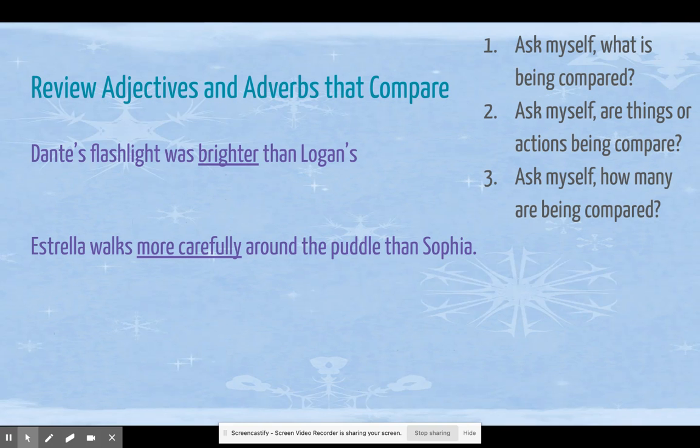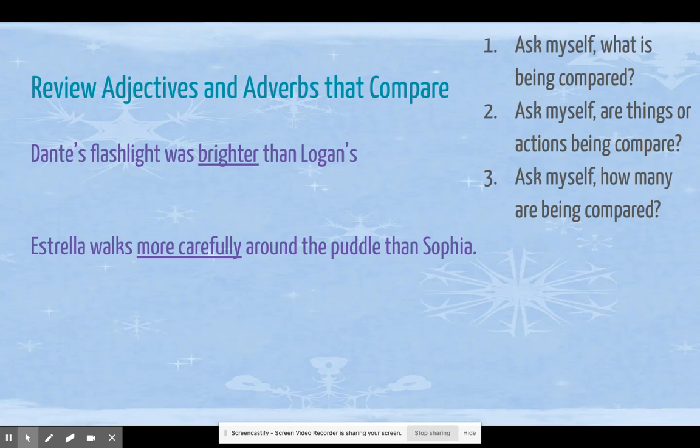So let's look at a couple sentences and ask ourselves those questions to identify if it's an adverb or an adjective. Dante's flashlight was brighter than Logan's. So what are we comparing? We're comparing the flashlights, and we are looking at: is it an action or is it a thing? Well, flashlights are things, so we are comparing adjectives, and we're comparing two things, so we have to add er.